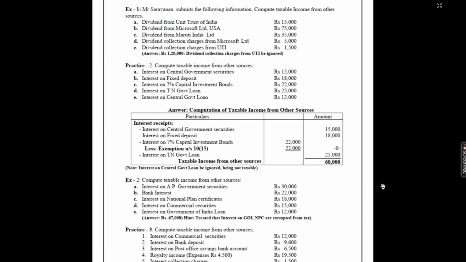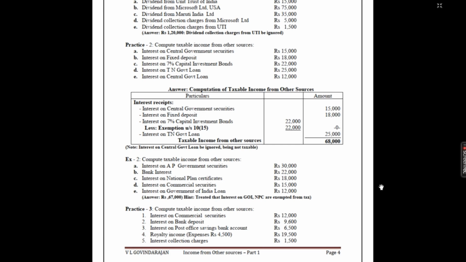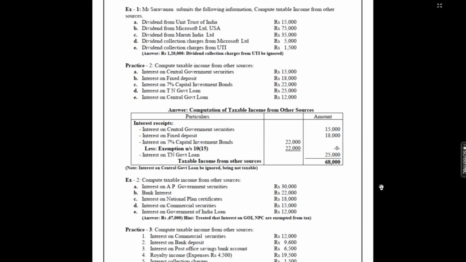Interest on government securities is fully taxable. Interest on fixed deposit is also fully taxable. Interest on 7% investment bonds was fully exempted under section 10(15). Interest on TN government loan is fully taxable. Any interest on central government loan was not taxable. Only the state government loan is taxable. Okay. In the same pattern, everyone can practice exercise 2 and check the answer.